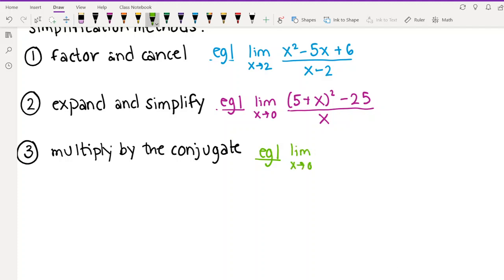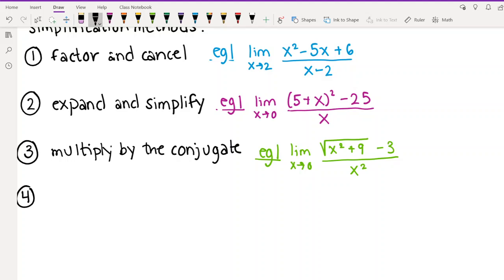The limit as x approaches 0 of the square root of x squared plus 9, minus 3, all divided by x squared. Basically, we'll see that multiplying by the conjugate allows you to get rid of a square root, and in doing so will allow you to see some simplification that can happen.